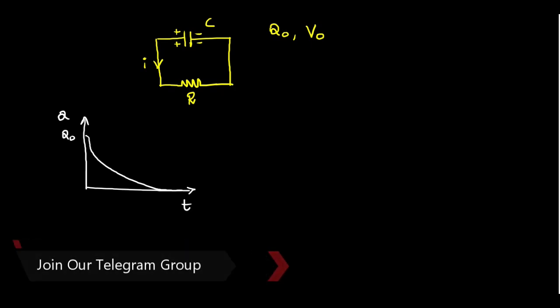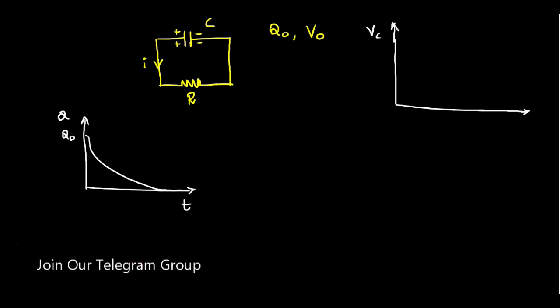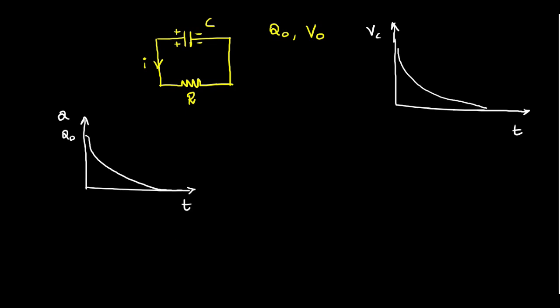If charge is decaying, what about the voltage? Voltage across the capacitor, VC. VC versus time. So this also we get a similar curve. With respect to time, voltage also decays exponentially. So what is the max value of the voltage? That is V naught.